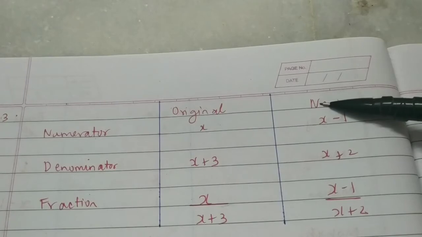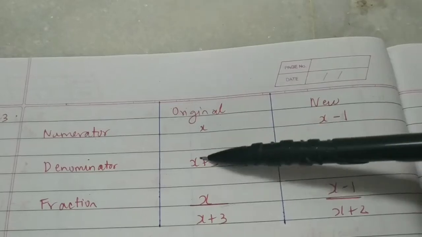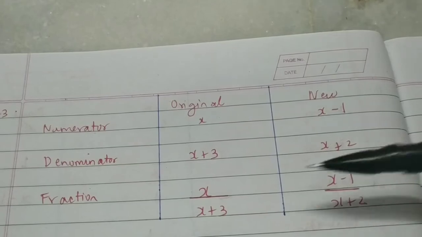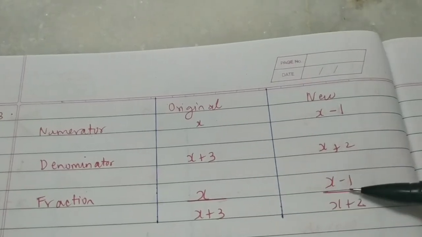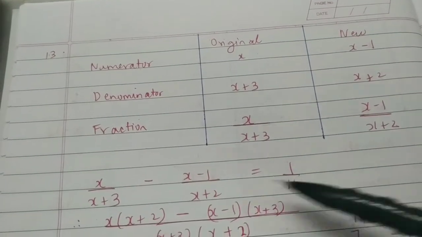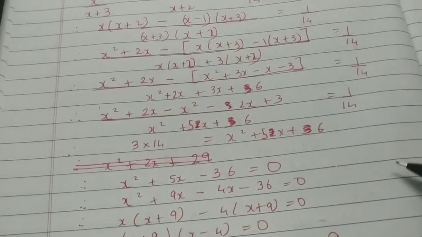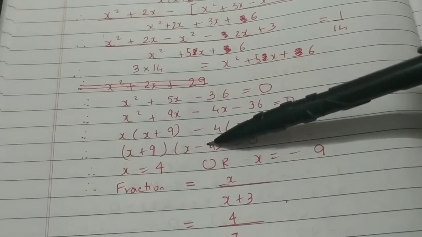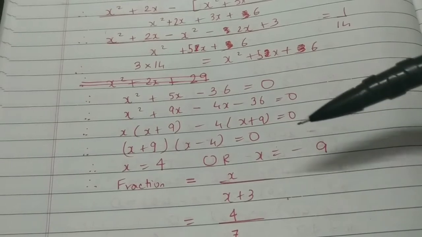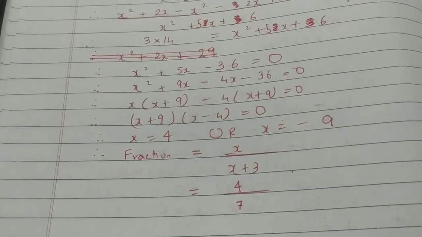The new fraction, well, they said reduce the numerator by 1 and also reduce the denominator by 1. So that will become x plus 3 minus 1, which is x plus 2. So this is the new fraction. The original fraction is greater than the new fraction by 1 upon 14. So the difference between them is 1 upon 14. Cross multiply, get a quadratic equation, solve and get the values of x as minus 9 and 4. But we'll have to reject the negative value because they mentioned positive fraction. So then we substitute and get the value of the original fraction as 4 upon 7.